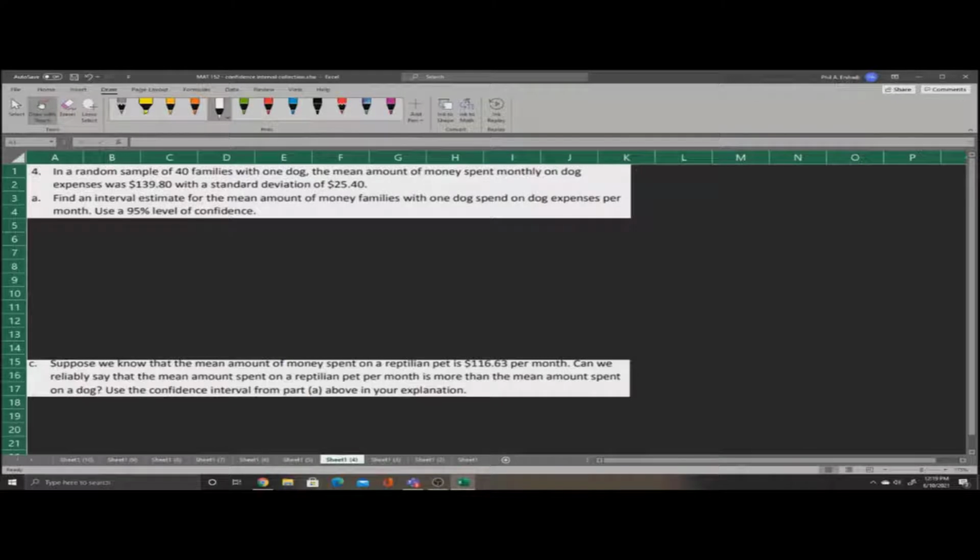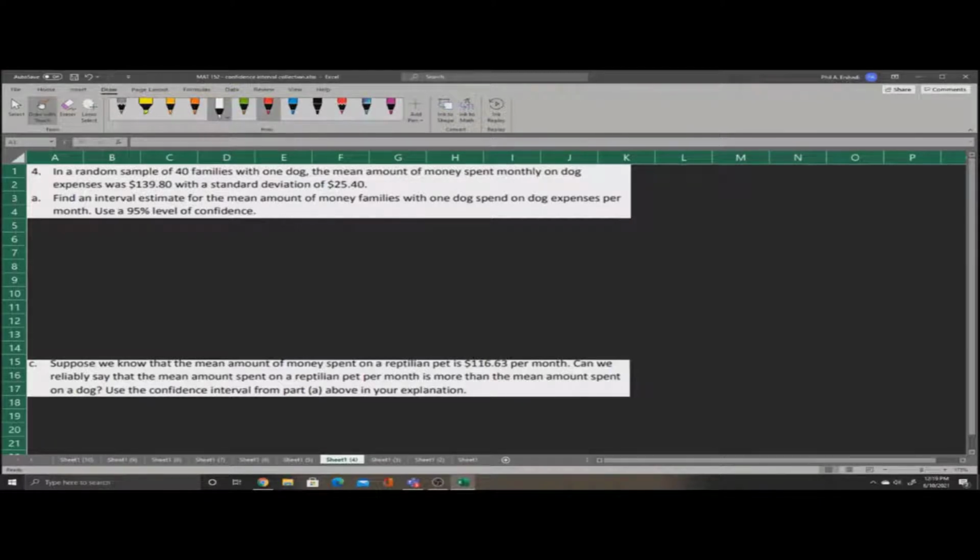In a random sample of 40 families with one dog, the mean amount of money spent on dog expenses was $139.80, with a standard deviation of $25.40. Find an interval estimate for the mean amount of money that families with one dog spend on dog expenses per month, with a 95% level of confidence.